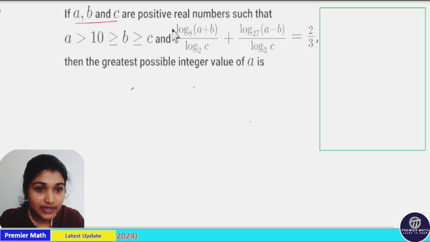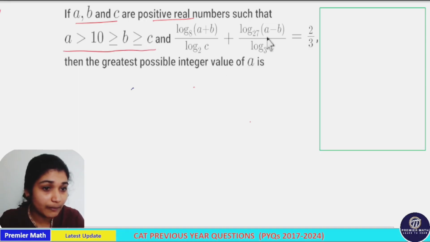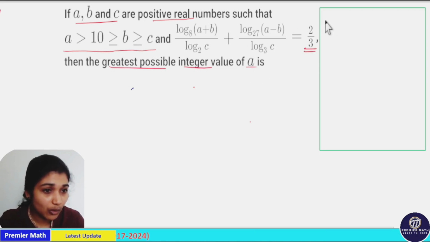If A, B, C are positive real numbers such that A greater than 10 greater than or equal to B greater than C, and log A plus B to the base 8 divided by log C to the base 2 plus log A minus B to the base 27 divided by log C to the base 3 equals 2 by 3, then find the greatest possible integer value of A. Before solving this problem, you have to understand some properties.